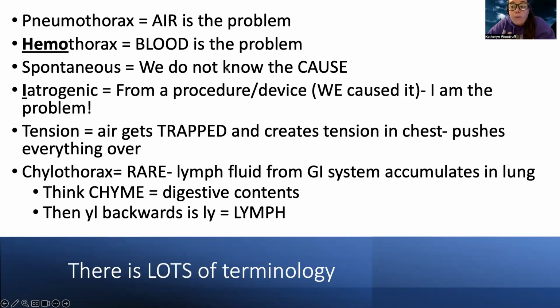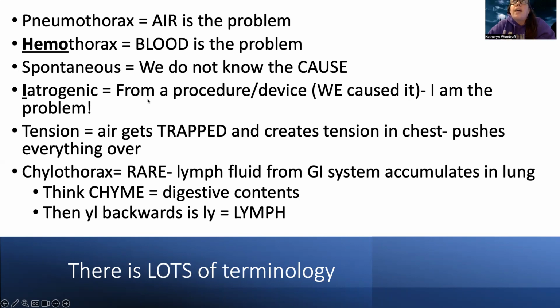Spontaneous means we don't know. So if someone has a spontaneous pneumothorax, we don't know what caused it, they just had one. On the other hand, if someone had an iatrogenic one, it is from a procedure or device, like we caused it. It's like that Taylor Swift song: it's me, I'm the problem, it's me. Think of the I in iatrogenic as I caused a problem, which led to the pneumothorax.